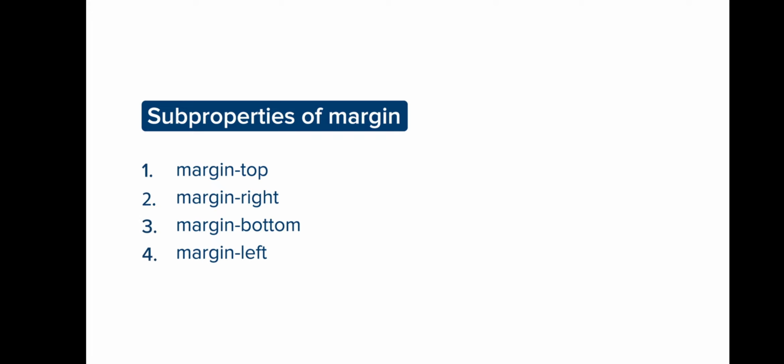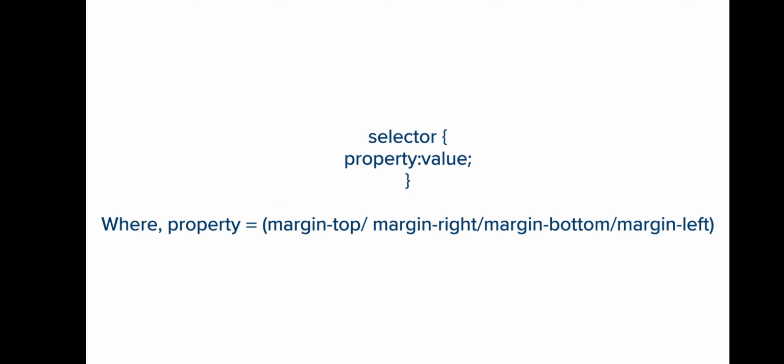Margin also has 4 sub-properties: margin top, margin right, margin bottom, and margin left. Using these sub-properties, we can choose to add margin to only a specific side of the element. Let's look at the syntax. Well, it is simple. Selector followed by the property value pair.